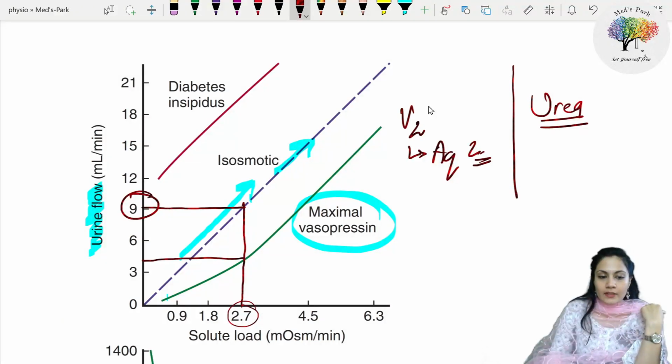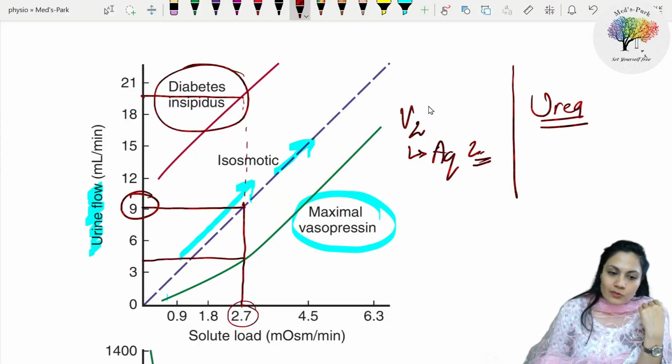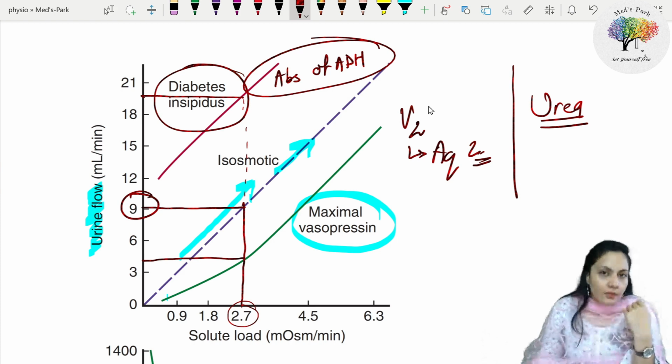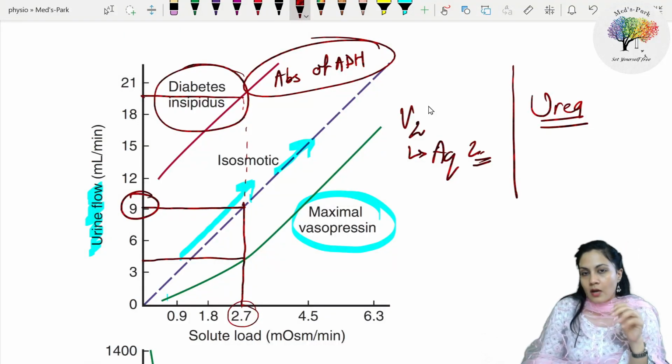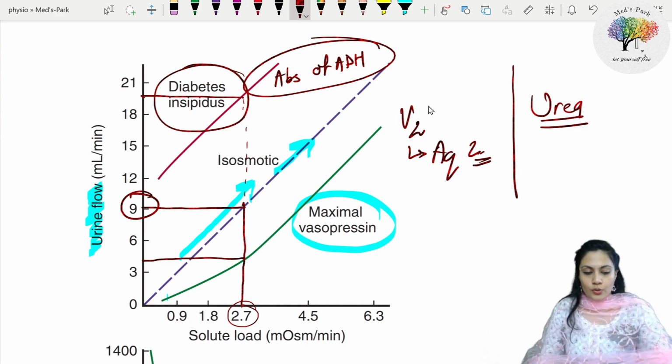On the other hand, if it is diabetes insipidus, what is going to happen? You can see the urine flow is going to be much increased. Diabetes insipidus, when is it going to happen? Whenever there is an absence of ADH, or usually when the ADH receptors are not working properly. Okay, so the flow of the urine is going to increase.